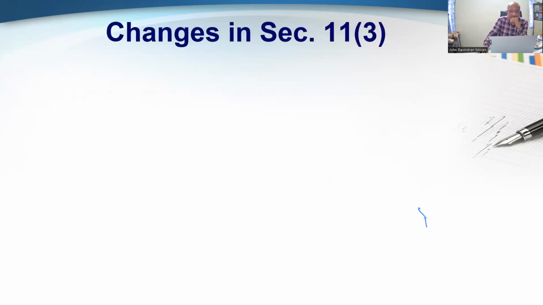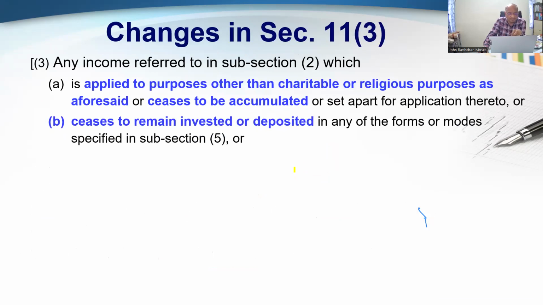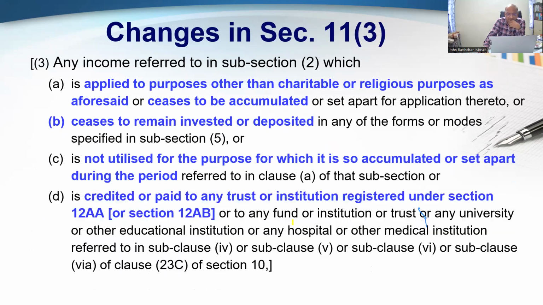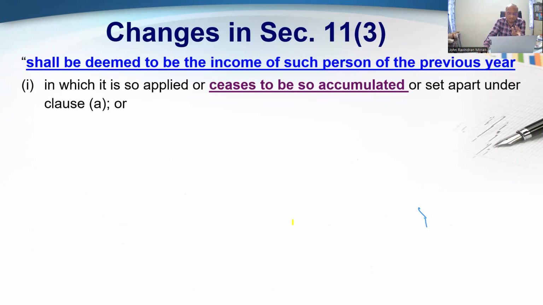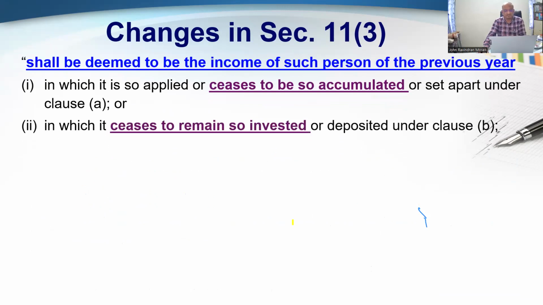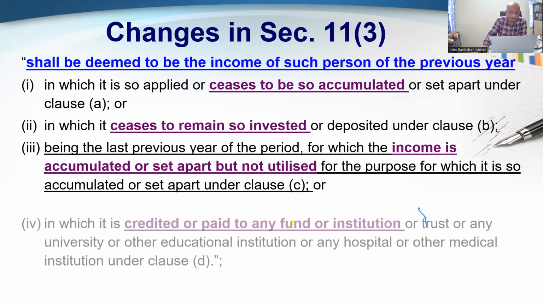So section 11.3 very clearly says that if you use this money for any other purpose, or it remains invested or deposited, then it becomes income of the trust. It shall be deemed to be income of the person when it ceases to be accumulated or remains so invested, income accumulated, set apart, but not utilized. Supposing in the 5th year you do not use it, the 5th year itself will become the income. So you have to do that.